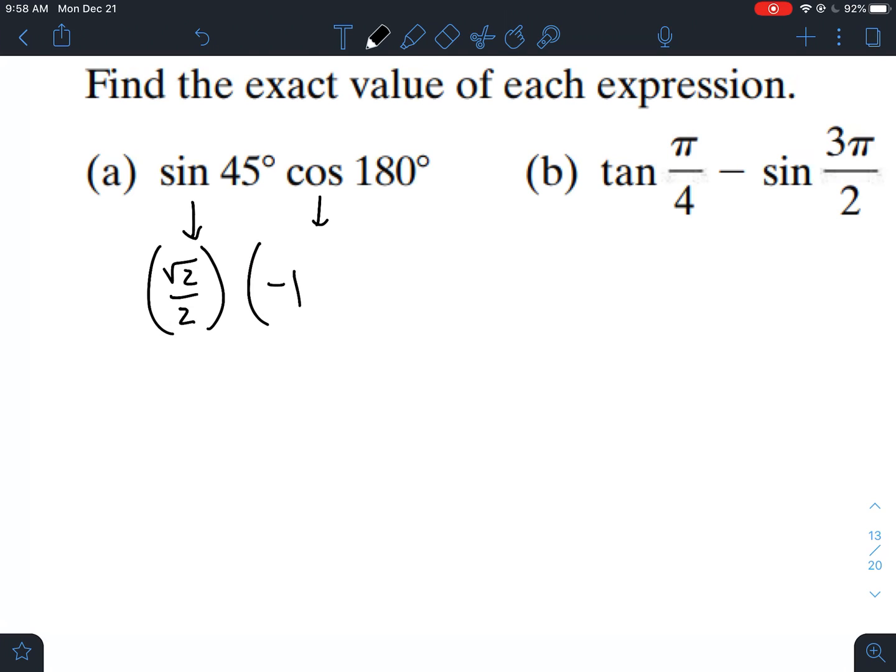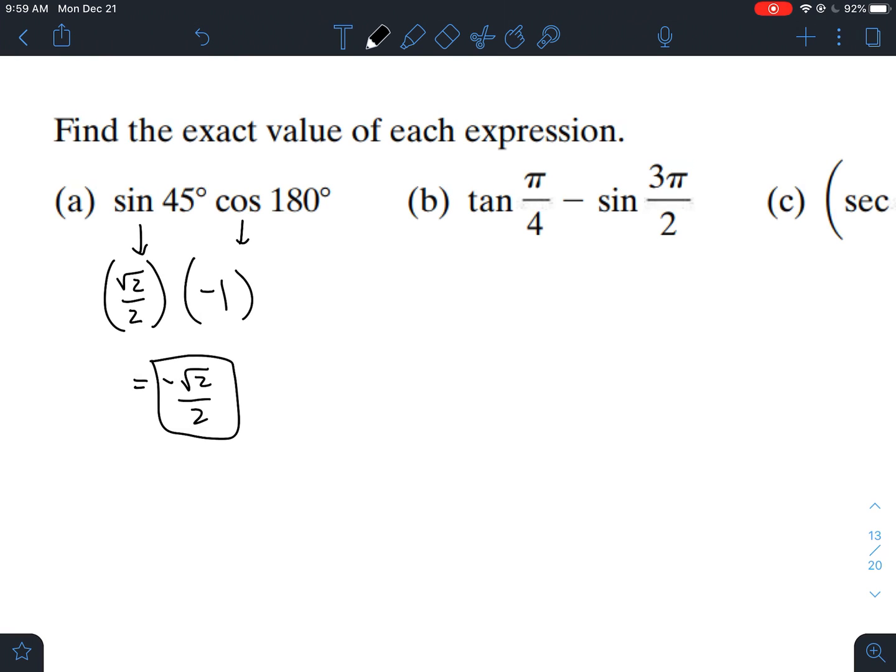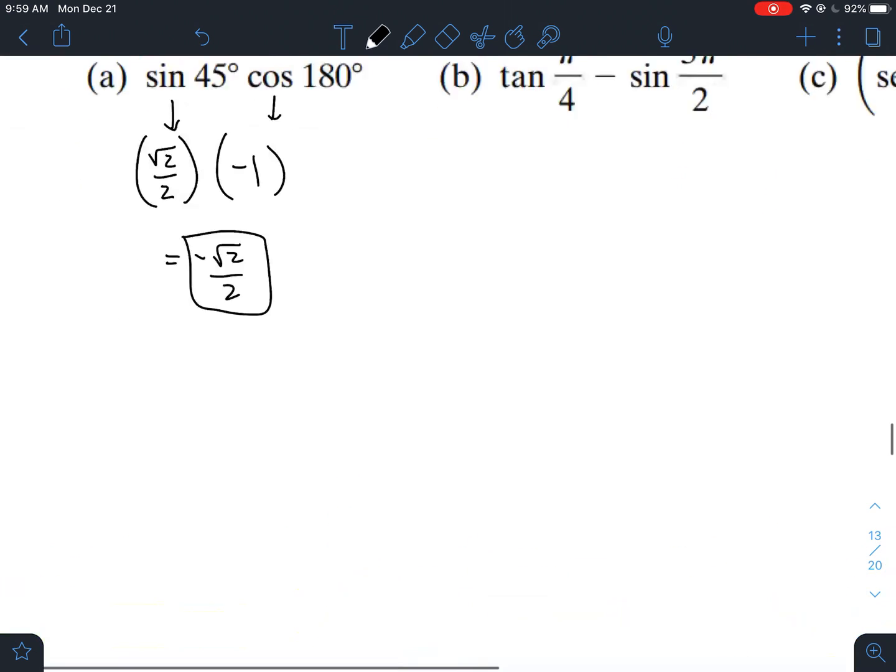So the sine of 45 degrees, you can look that up at the table up above. It's the square root of 2 over 2. And then the cosine of 180, if you look that up above, it's -1. So you have the square root of 2 over 2 times -1. So that'd be -√2 over 2.